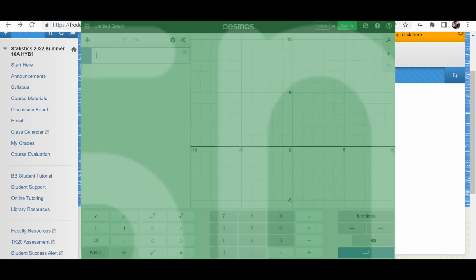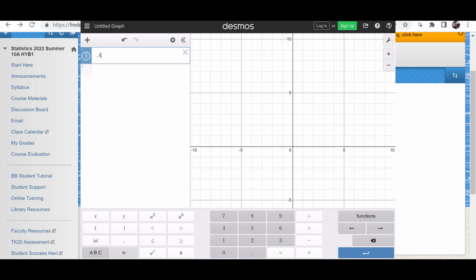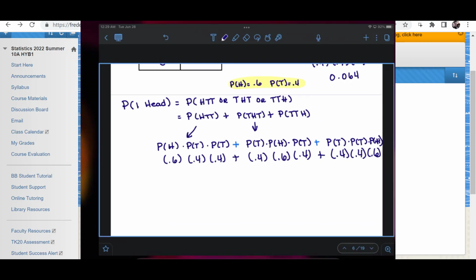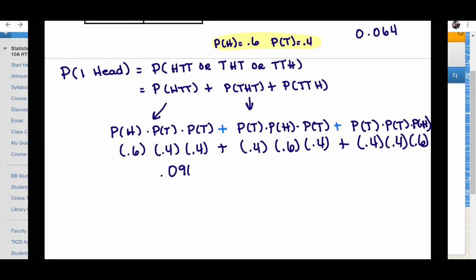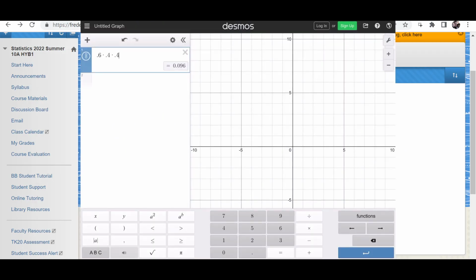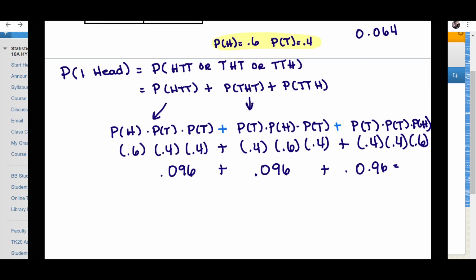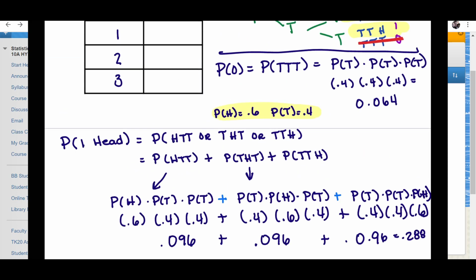I think it was 0.6 times 0.4 times 0.4. We get 0.096. And then basically you are getting 0.096 for each one because each one is two 0.4s and a 0.6. And then if you add those together 3 times, that's the same as multiplying by 3, you get 0.288. So we'll add this in here.